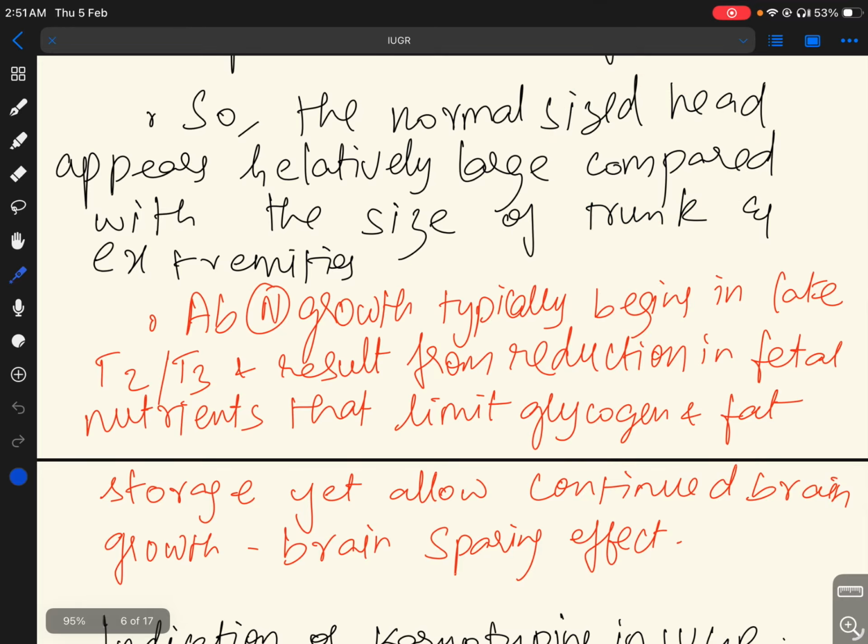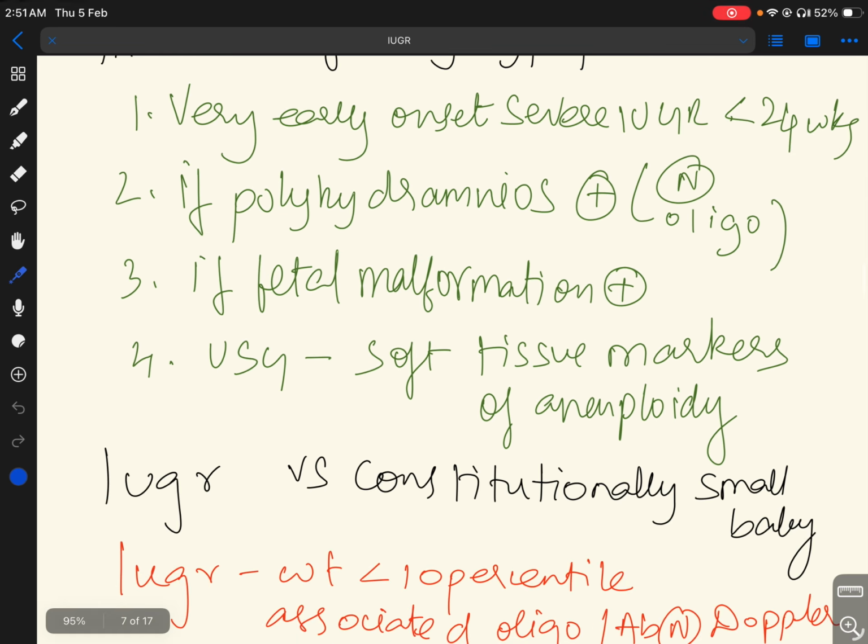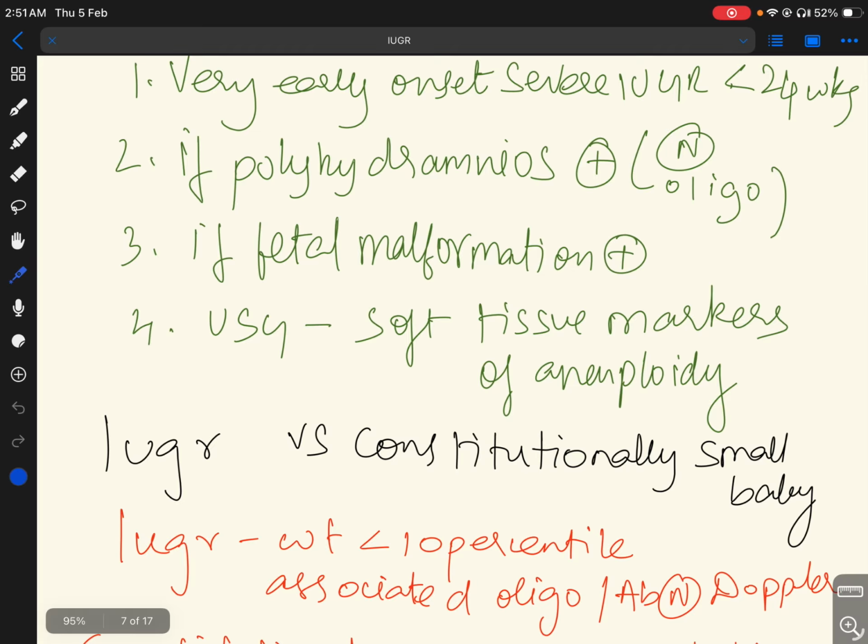Abnormal growth typically begins in late second trimester or third trimester, resulting from reduction in fetal nutrients that limit the glycogen and fat storage, but it allows continued brain growth. So it is a brain sparing effect. Indications of karyotyping in IUGR. We'll do karyotyping in very early onset severe IUGR, that is less than 24 weeks, if polyhydramnios is present, if fetal malformation is present, or if soft tissue markers of aneuploidy are present on ultrasound.